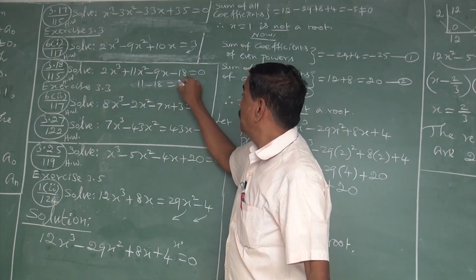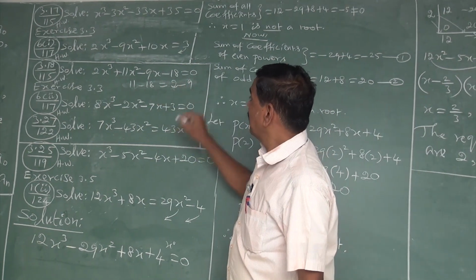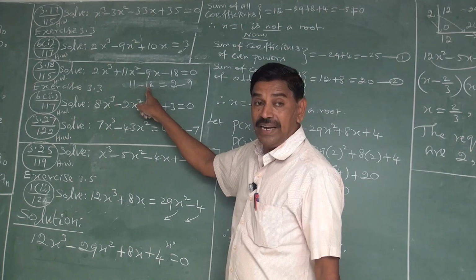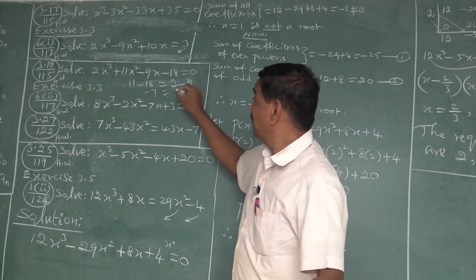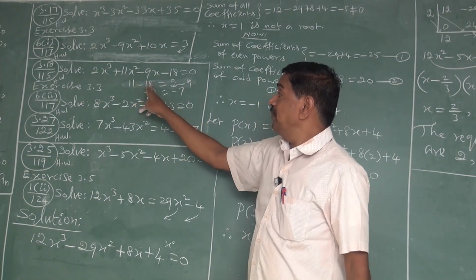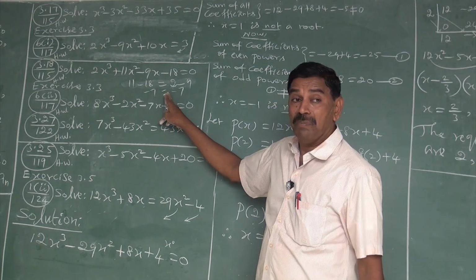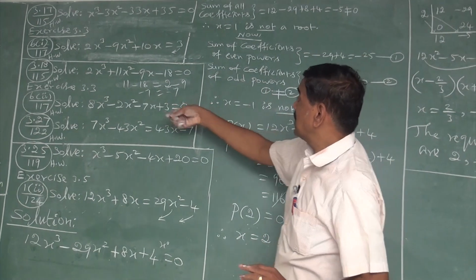X cube coefficient 2. Next, x coefficient minus 9. What will be our answer? 11 minus 18, minus 7, equal to 2 minus 9, minus 7. Minus 7 equal to minus 7. Which means the sum of coefficients of even powers is equal to the sum of coefficients of odd powers. So this second part. Therefore, x equal to minus 1 is a root.